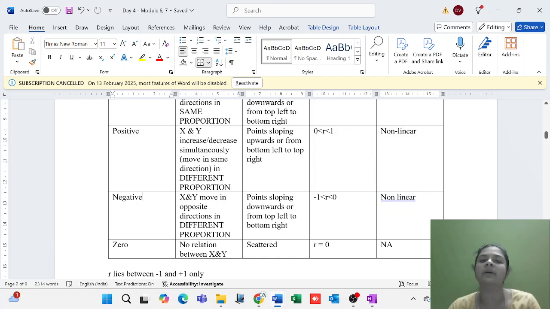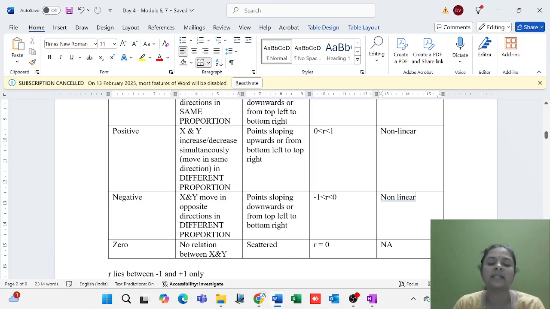However, it will not be a line. So r will be negative, but it will not reach the maximum negative point, which is -1. Therefore, r will lie between -1 and 0. And again, this is a non-linear correlation.